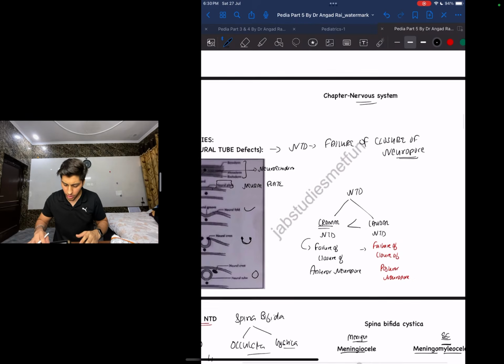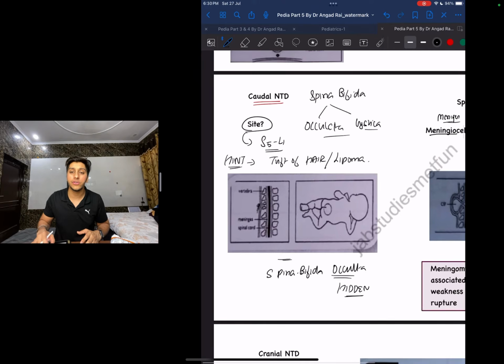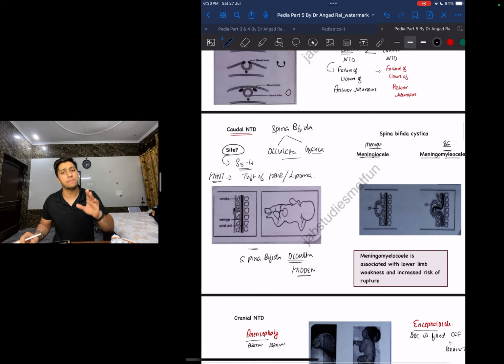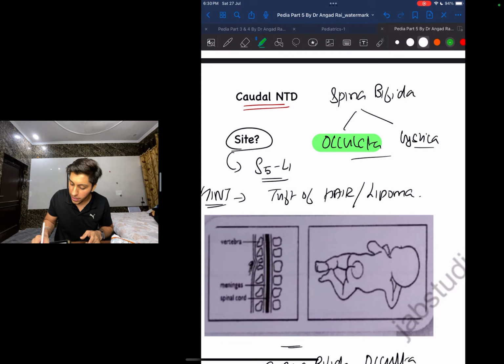Okay, let's start with talking about the caudal neural tube defects. In caudal neural tube defects, you need to remember the most common which we know about is spina bifida, that everyone knows. Now, spina bifida has 2 parts. One is spina bifida occulta, and one is spina bifida cystica.